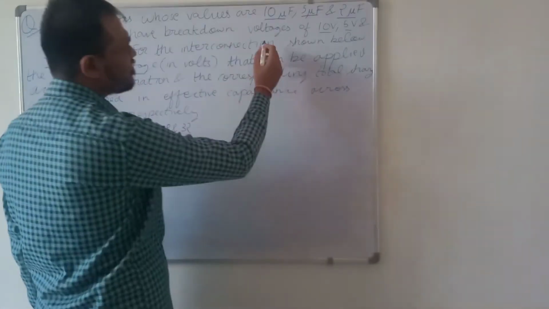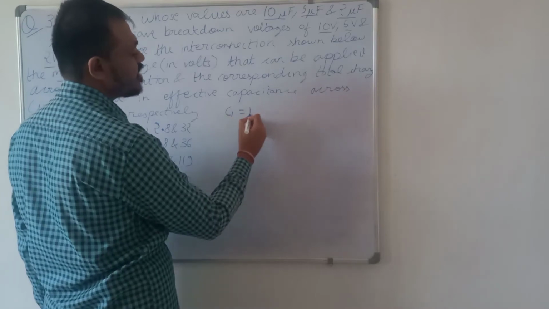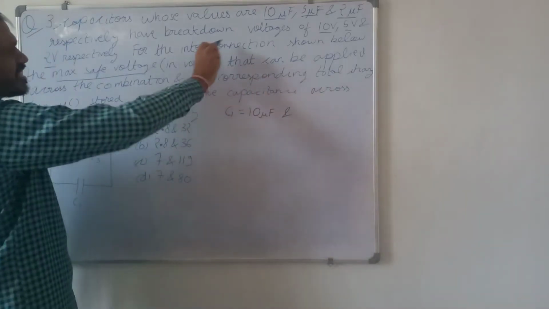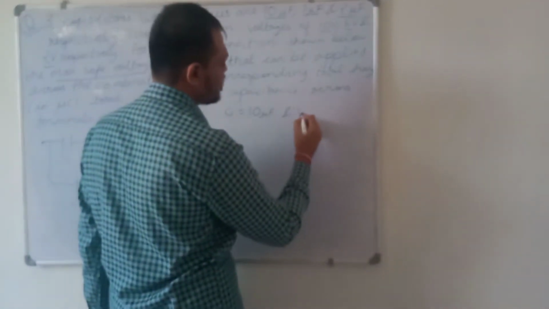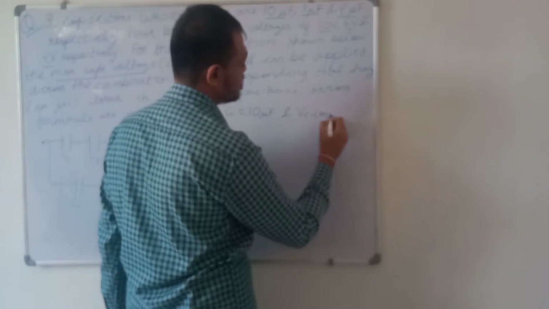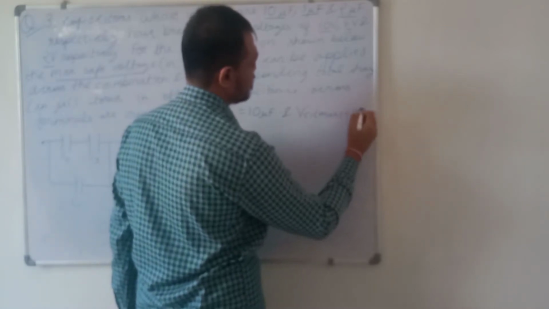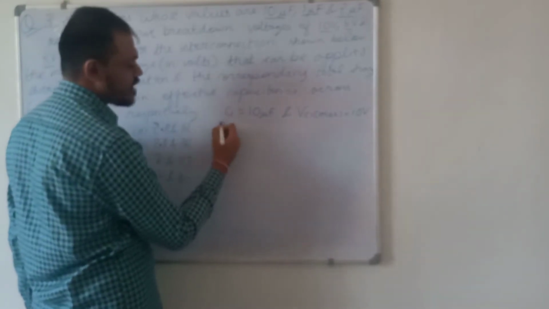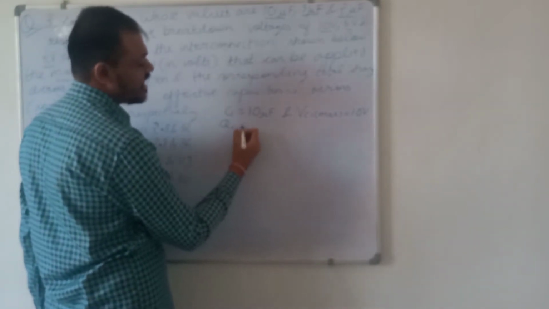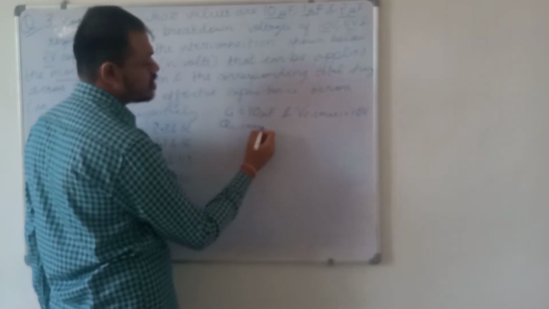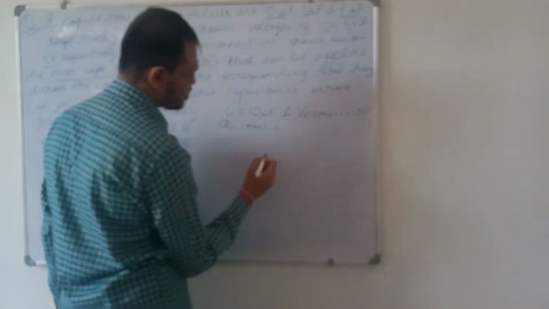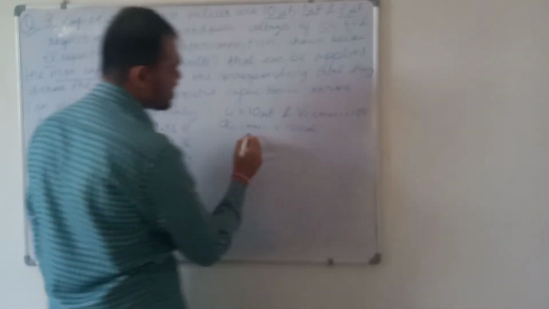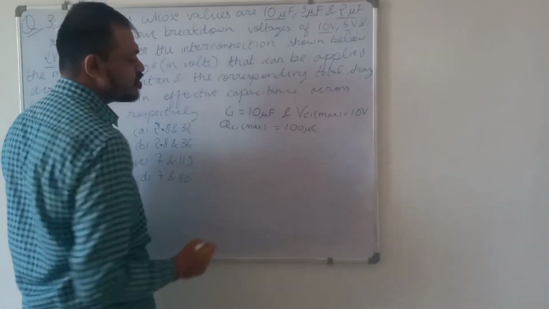We are given that the C1 capacitor is 10 microfarad and its maximum voltage is 10 volt. So VC1 max is 10 volt. We can determine the maximum charge across capacitor C1. Let's say it is QC1. QC1 will be equal to 100 microcoulomb, because charge is equal to capacitance into voltage.